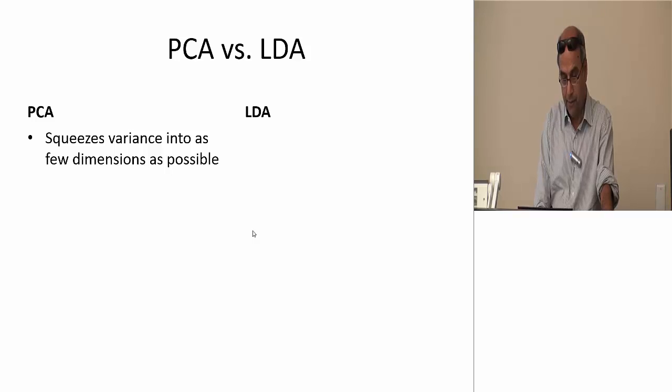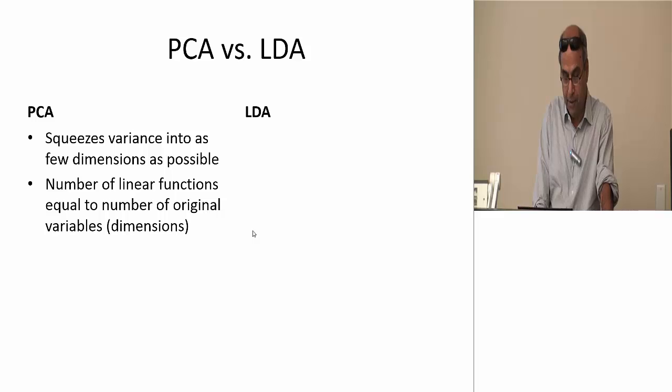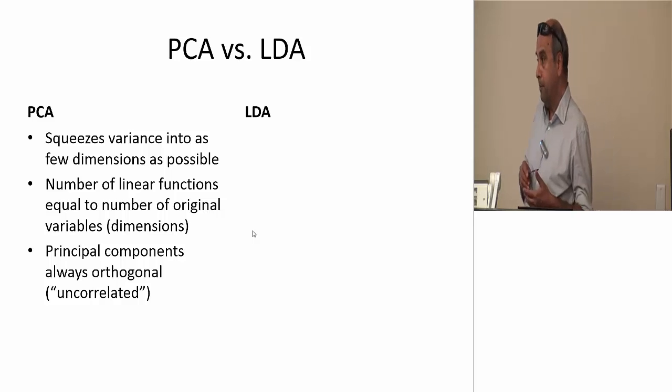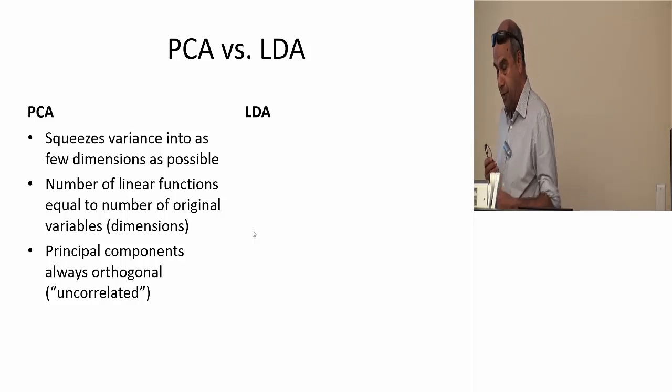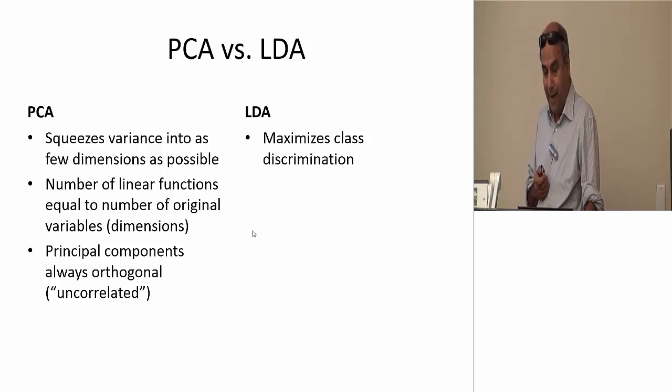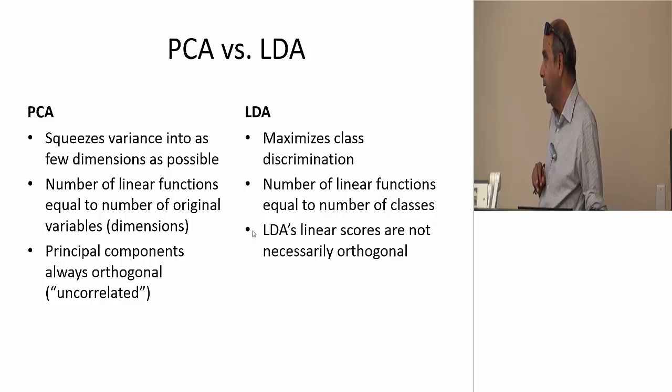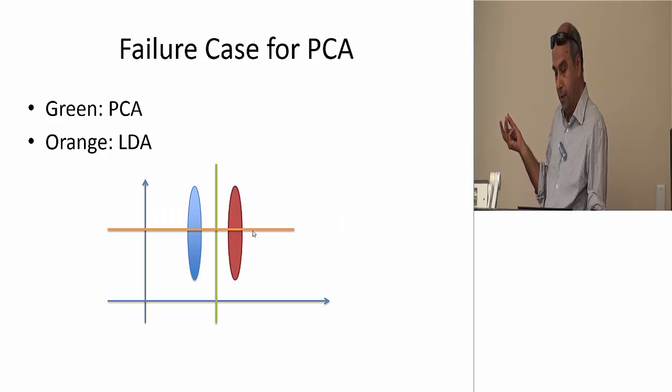So the differences are that PCA is like squeezing variance into a few dimensions, with the number of linear functions equal to the original variables, and principal components in PCA are always orthogonal. As we say, it's a symmetric matrix. LDA is maximizing class discrimination, the number of linear functions is equal to the number of classes minus 1. And LDA scores are not necessarily orthogonal.